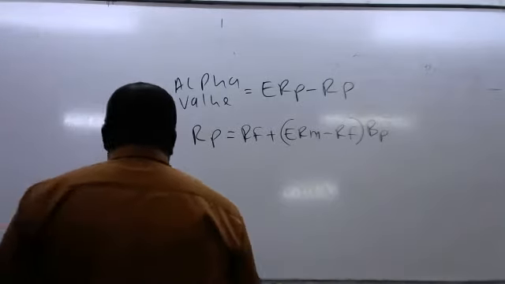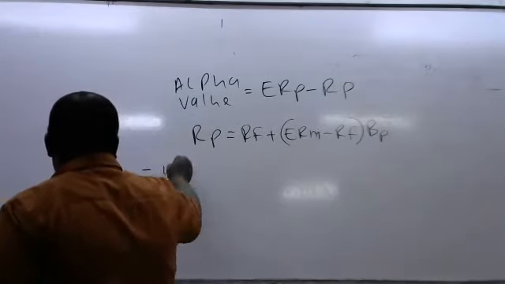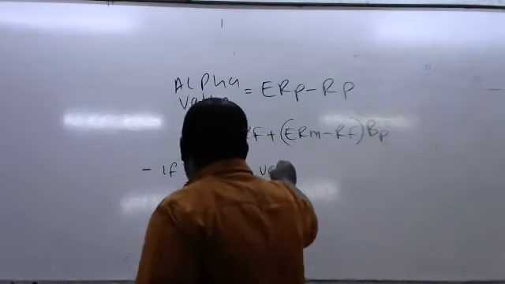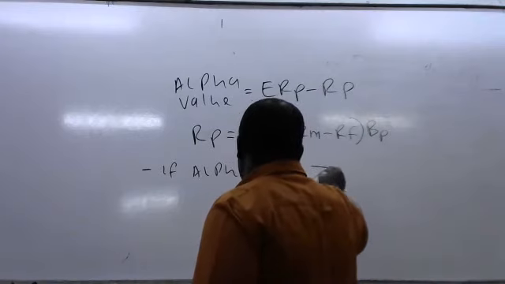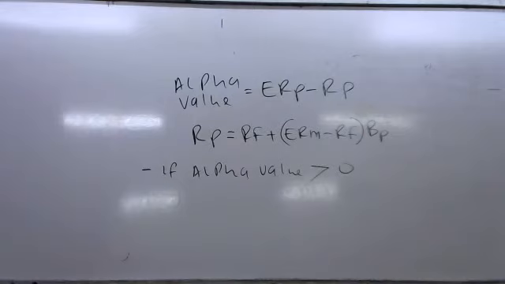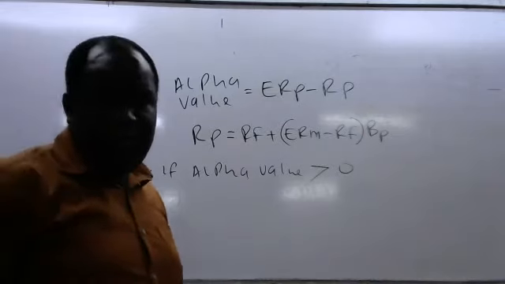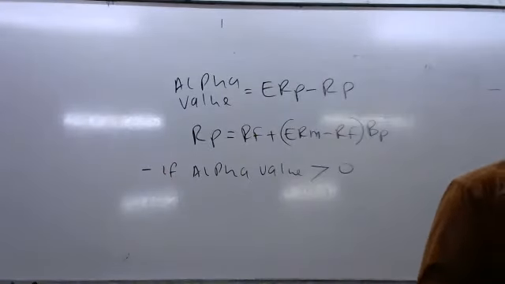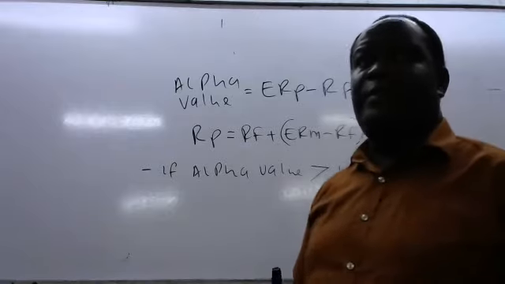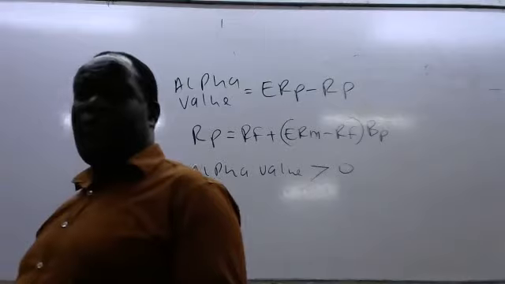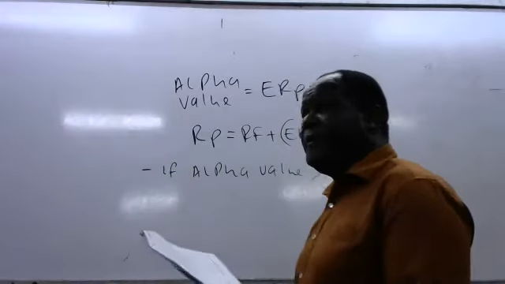So the first dash is that if the alpha value is greater than 0, then it indicates superior performance.